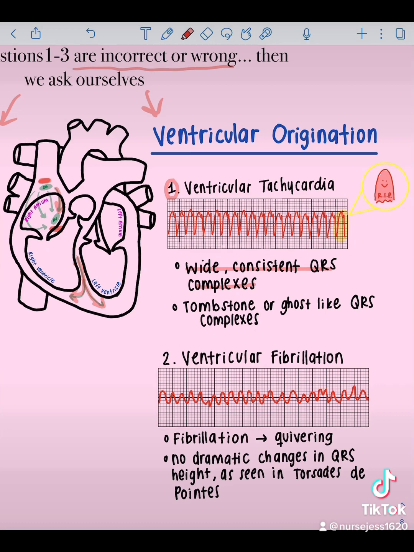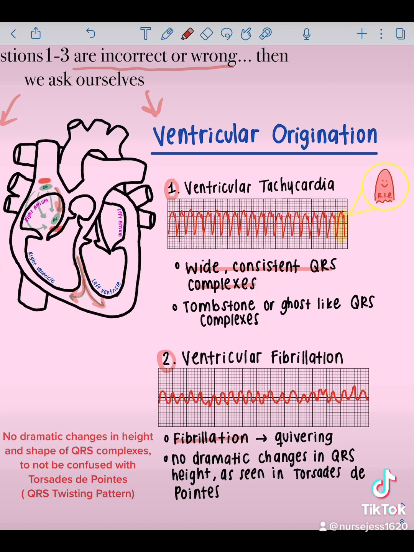Now let's look at ventricular fibrillation. So as I stated in my previous video, fibrillation is another word for quivering. So in this rhythm, we're not going to have any dramatic changes in height and shape of the QRS. We're just going to have this wiggling worm throughout our EKG strip.